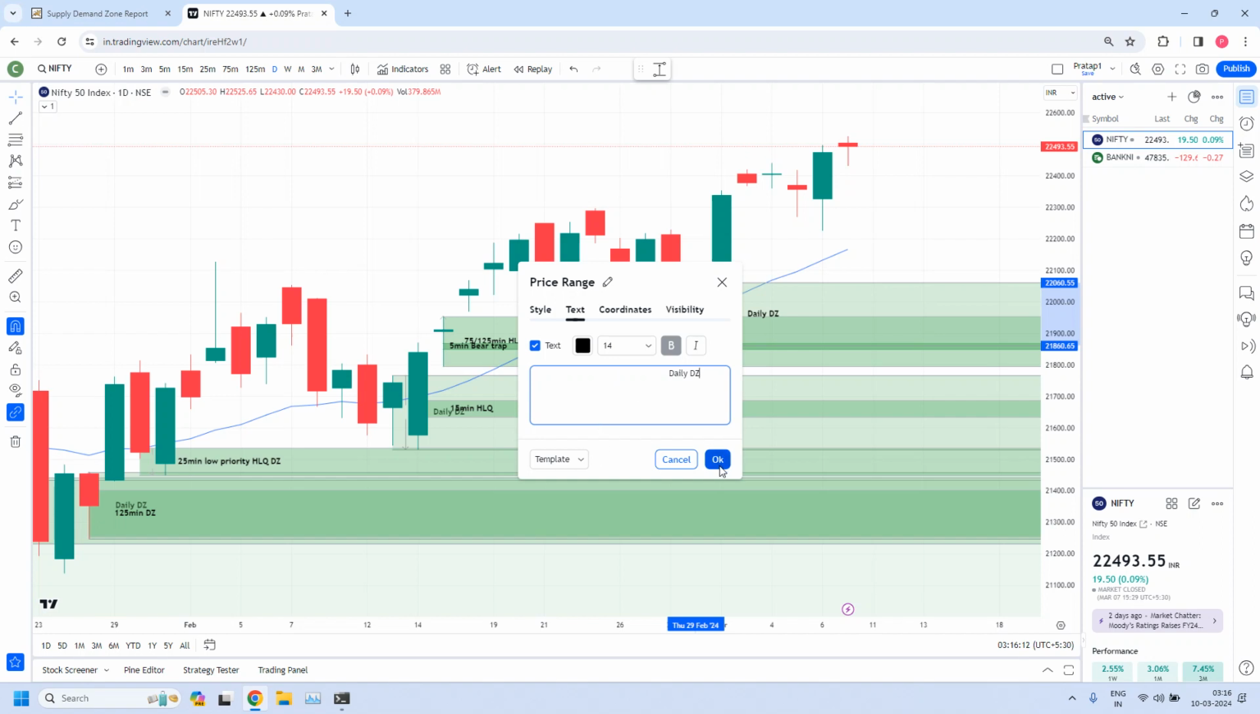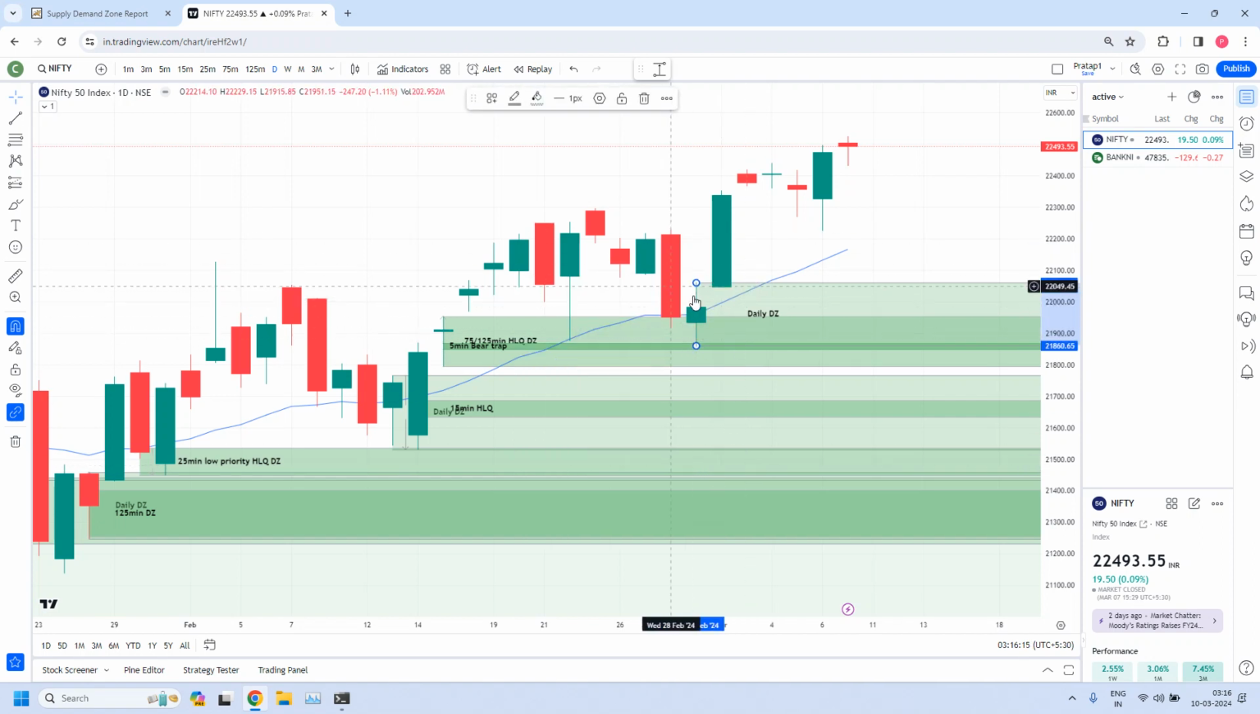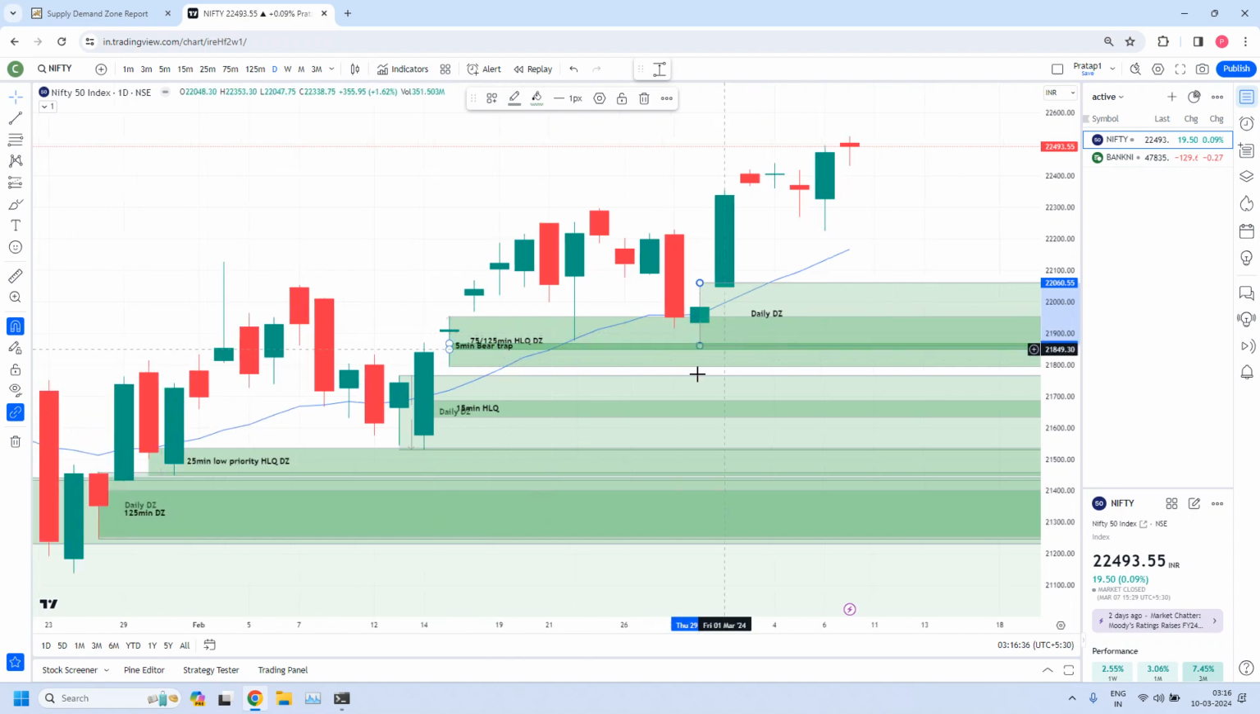That means the recent daily demand zone, the all-time high daily demand zone, is created with the help of this 75 minutes or 125 minutes high liquidity demand zone. Even though this daily demand zone is not a high liquidity zone, below it we have a 125 minutes high liquidity demand zone. That's why indirectly this daily zone also will act as a high liquidity zone, but not on the daily time frame, on the 125 minutes time frame. That is the point we should understand.